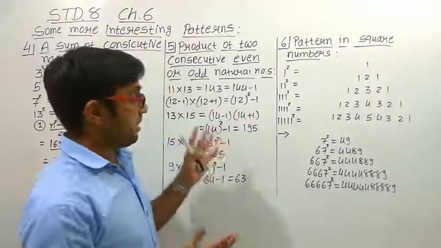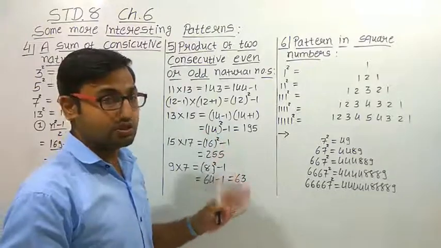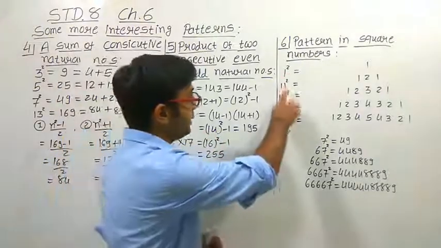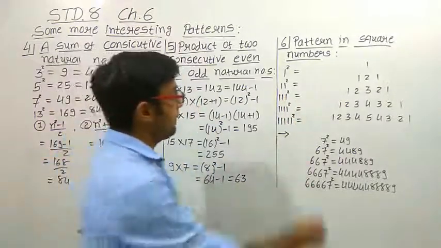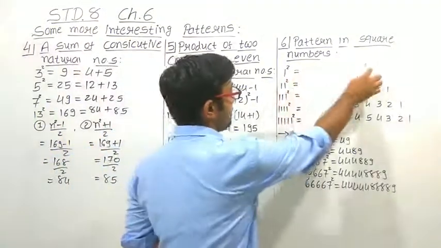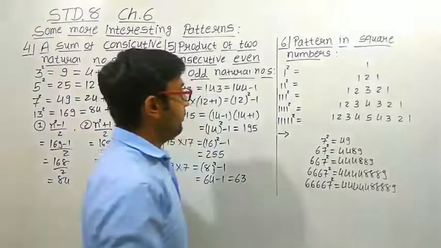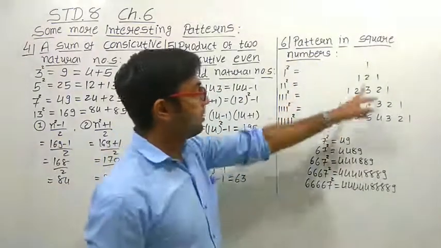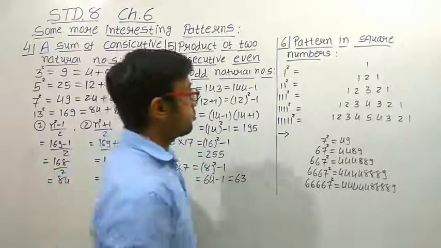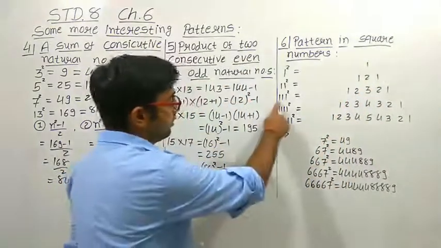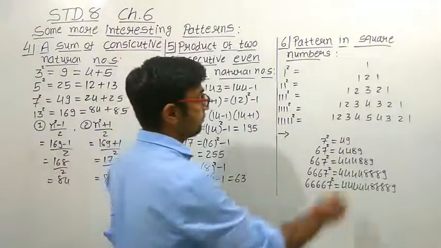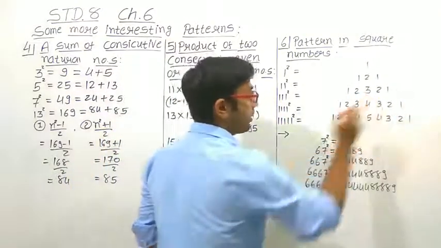There is a pattern when we do the square of 1, 11, 111, 1111. Which kind of pattern can we see? 1 square is what? 1. 11 square, we get 121. So here you can see that we get 1, 2, 1. Now 111 square is what? 1, 2, 3, 2, 1.